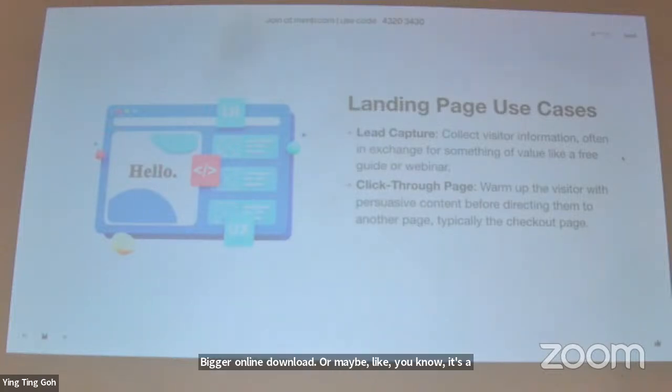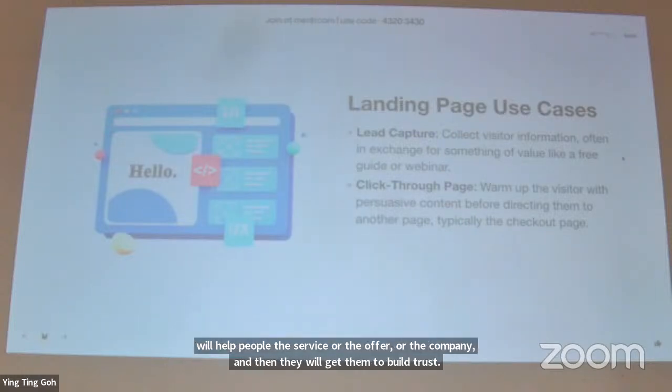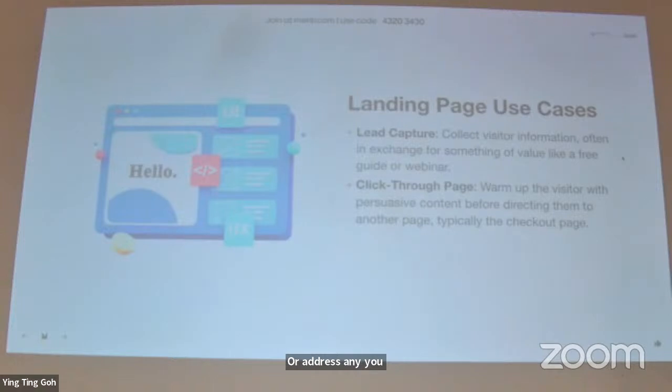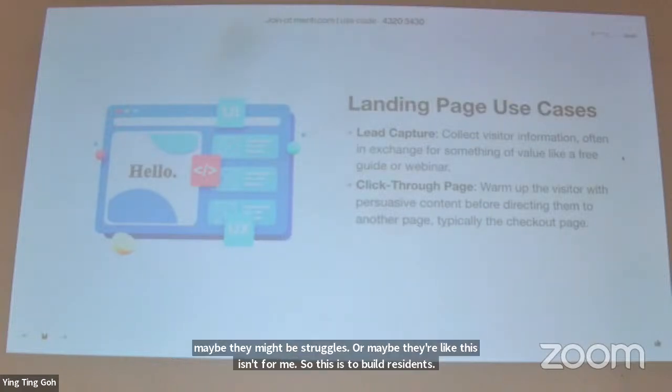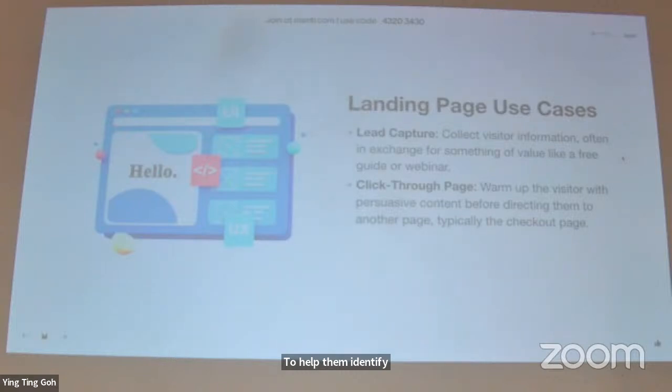So this landing page is a middle-of-the-journey, standalone page that will help people connect with either the service, the offer, or the company, and then it will get them to build trust or address any risks, worries or concerns. Typically, before taking an action, people might be confused, or very risk averse, or maybe they're like, this isn't for me. So this is to build resonance, to help them identify themselves, or to help them see themselves in a positive outcome or a positive light.